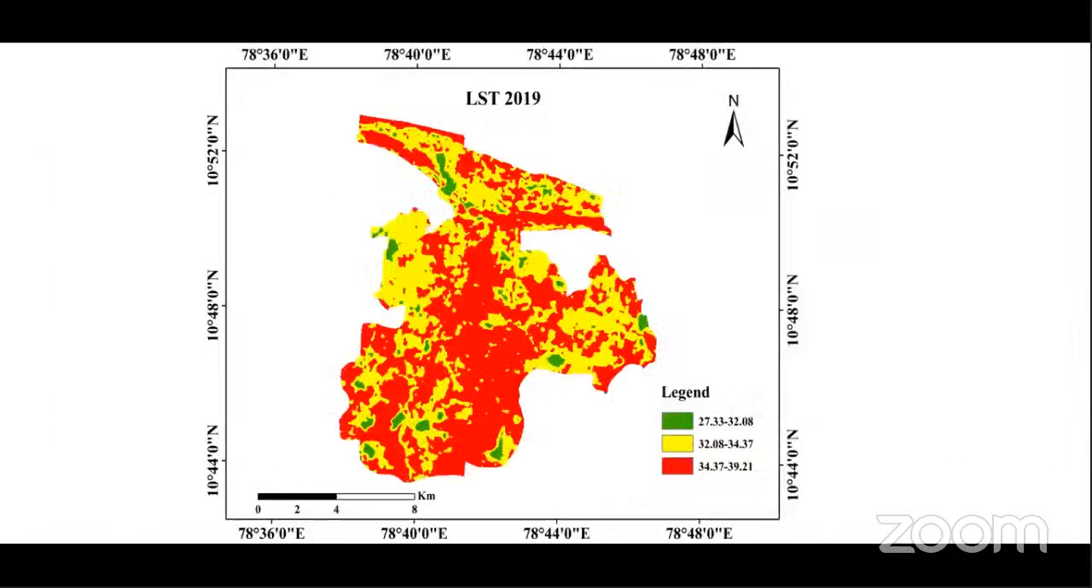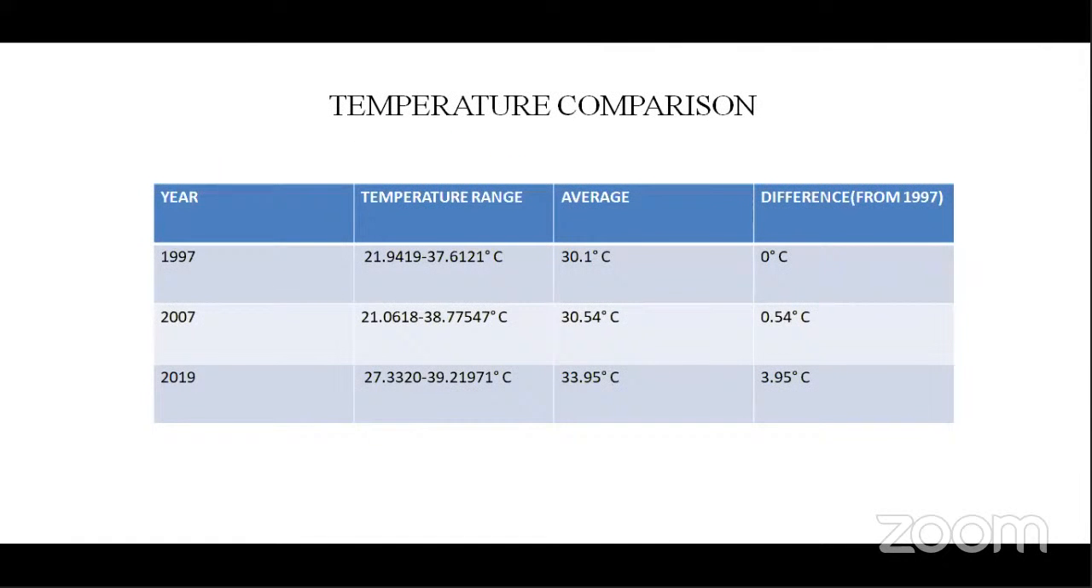This is LST for 2019. Landsat 8 thermal band 10 has been used, and the map has been made using the equations mentioned in the previous slide. So this is the statistics of LST from 1997 to 2019. Approximately 4 degrees Celsius has increased.